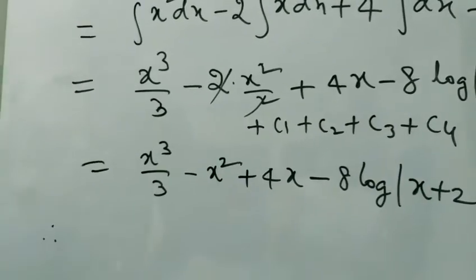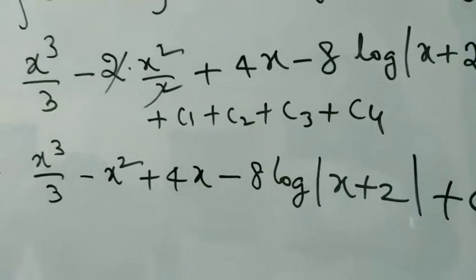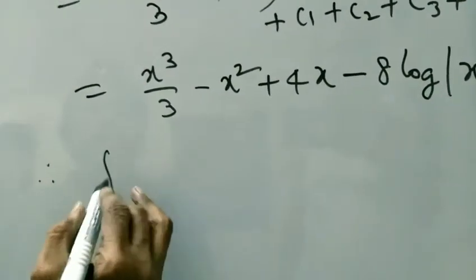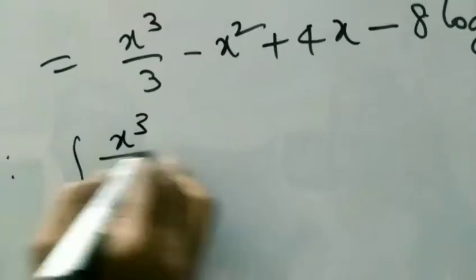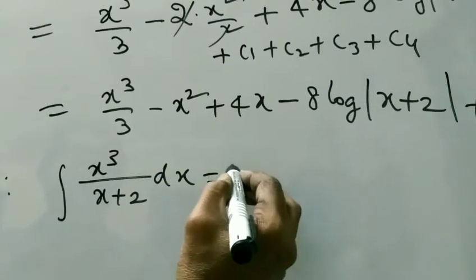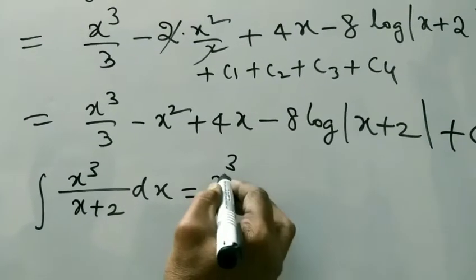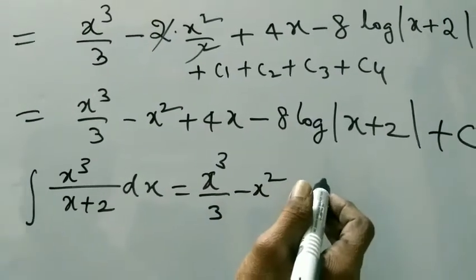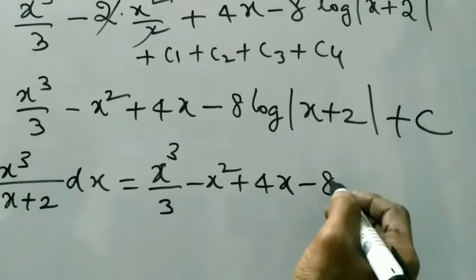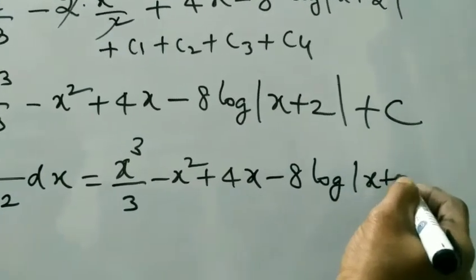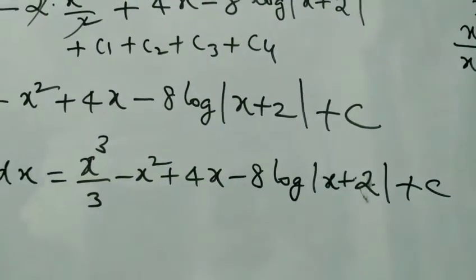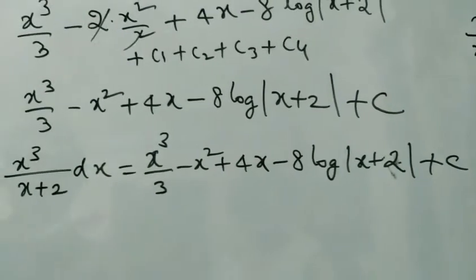Therefore, integral of x cube by x plus 2 dx is equal to x cube by 3 minus x square plus 4x minus 8 log modulus x plus 2 plus C. This is the required answer.